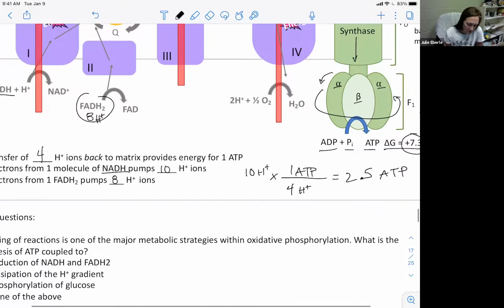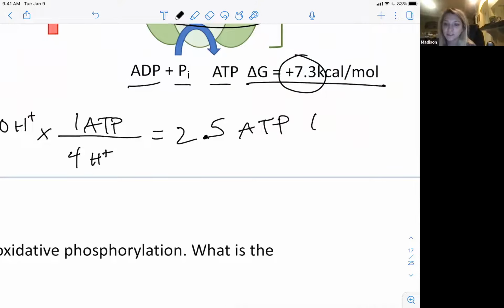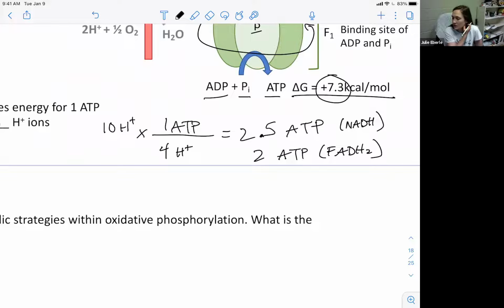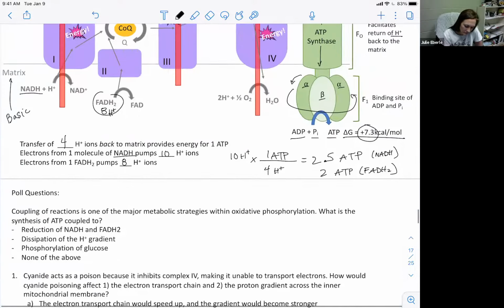Okay, what about FADH2? Would it be 2 ATP? Mm-hmm. So we get 2.5, or some people say 3 ATP from a molecule of NADH. We get 2 ATP from 1 molecule of FADH2. So roughly 4 to 5 ATP for every set of coenzymes that feeds into the electron transport chain.